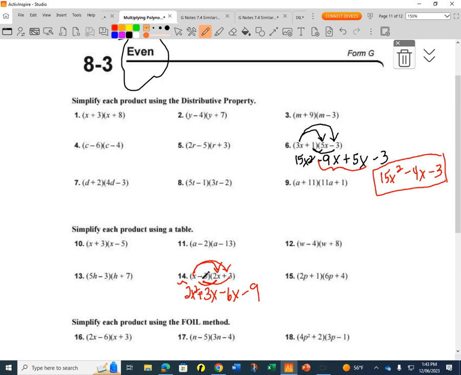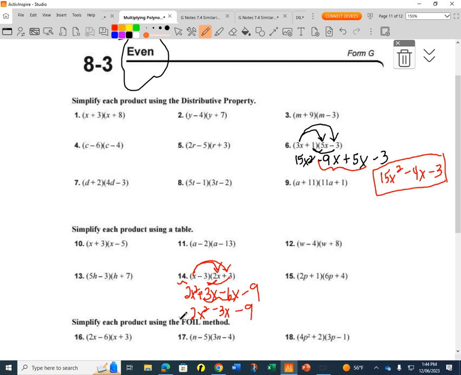Negative 3 times positive 3 is negative 9. You see it? Yeah. Alright, that part's a little bit confusing. So now combine this part: 2x squared minus 3x minus 9.